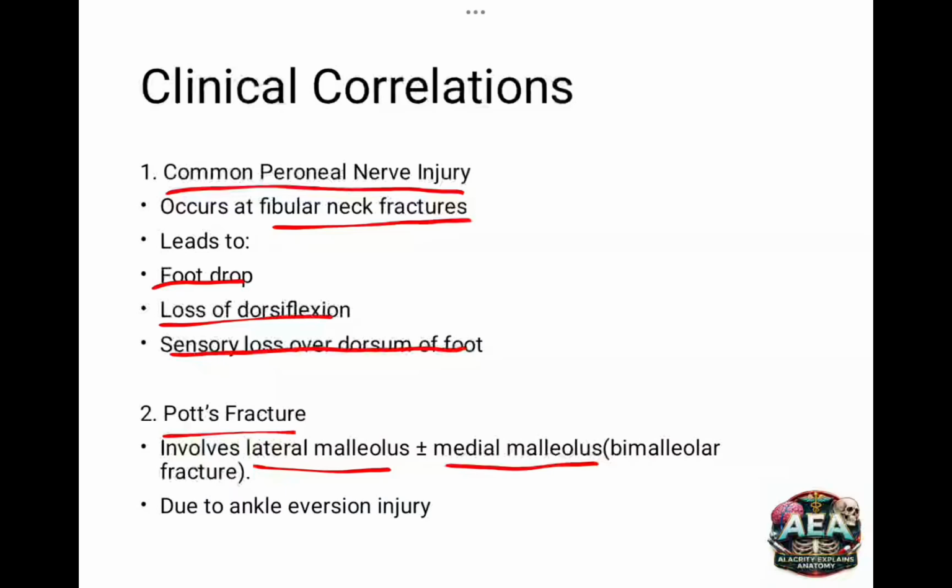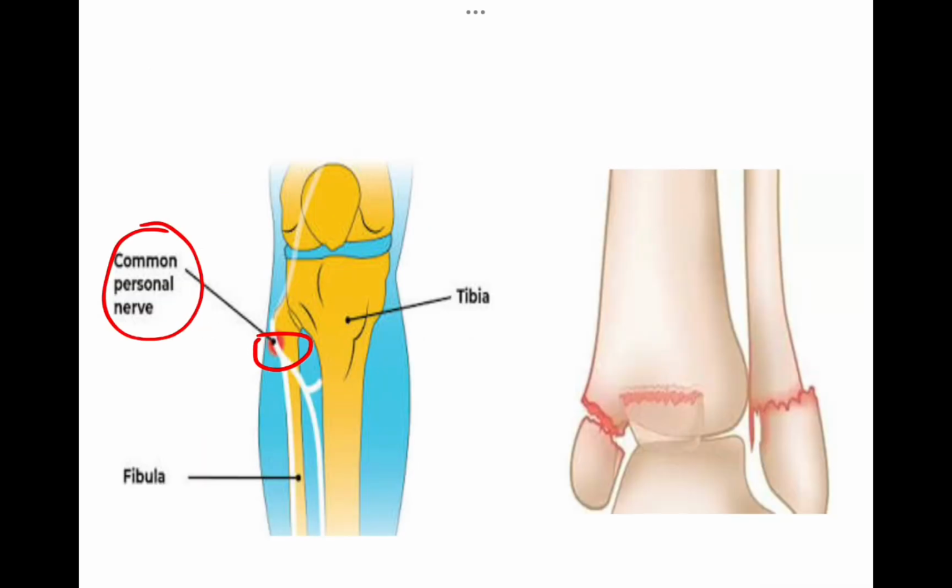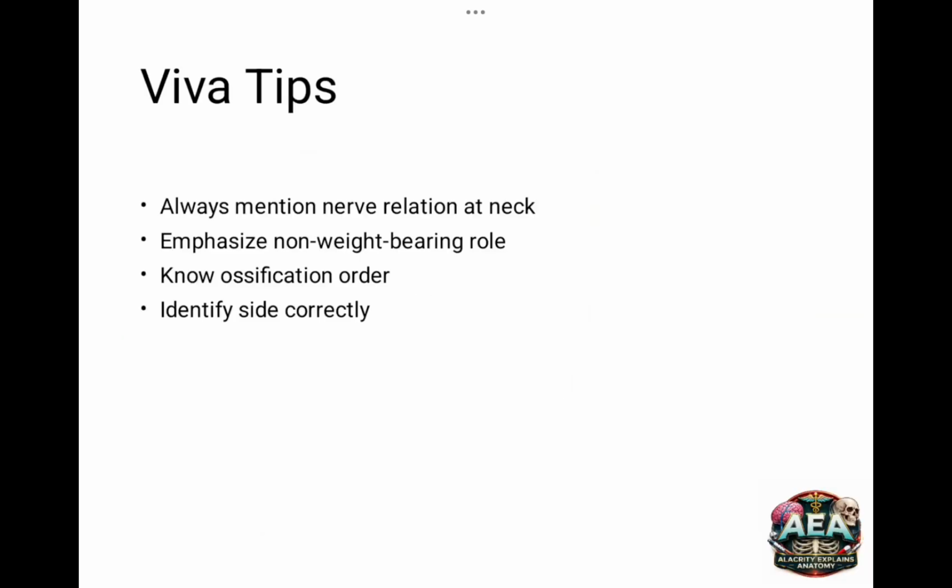This is due to ankle eversion injury. When there's an excessive eversion of the ankle joint, common in sports, this can result in a Pott's fracture. And this is what you have: the lateral malleolus affected, the medial malleolus also affected. And sometimes we can have involvement of the lower end of the tibia as well.